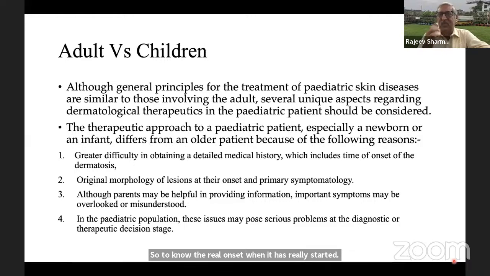And patients don't come to us on the first go. As dermatologists, we are mostly seeing patients who are already treated by one drug or the other. So the morphology of the lesion also changes by application of certain medicines or home remedies, or at times even the local traditional medicines which are being used.